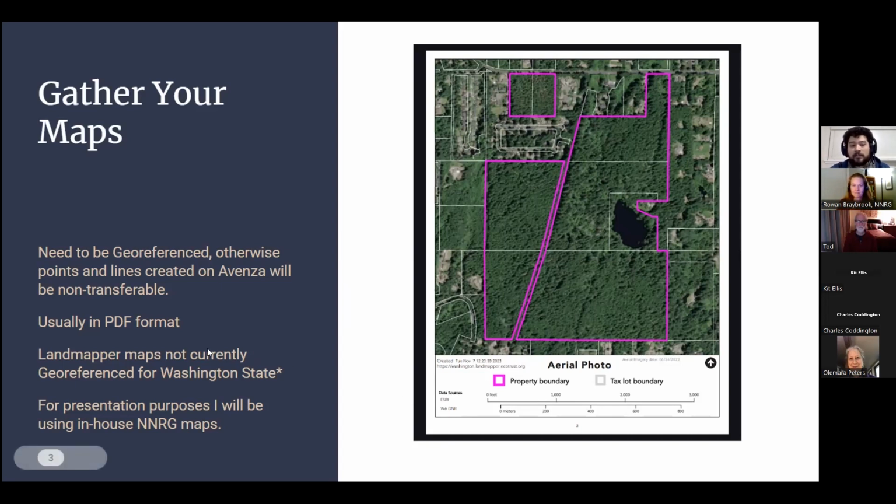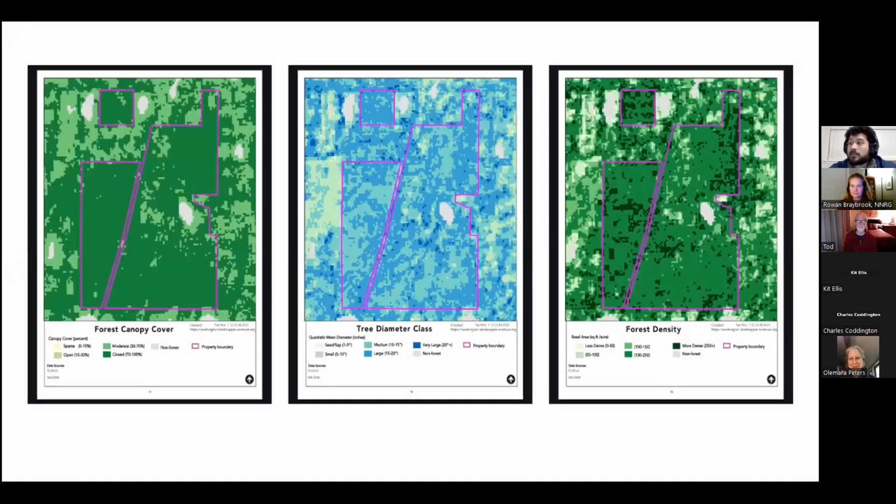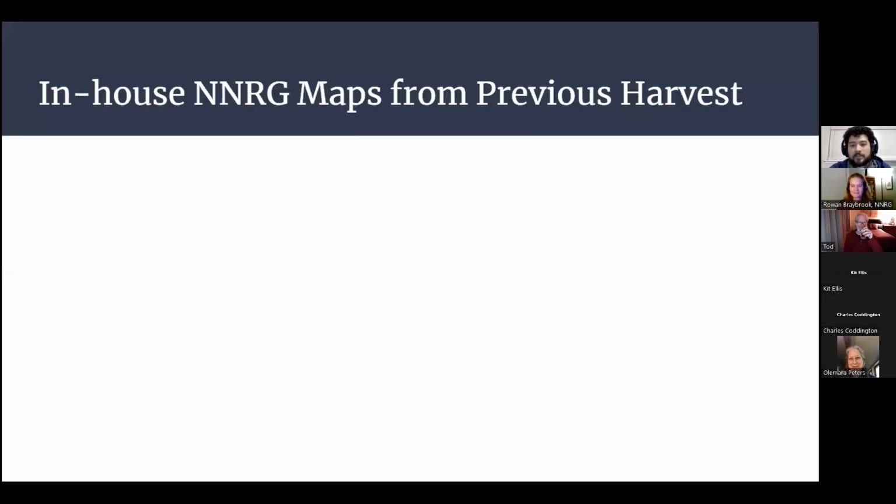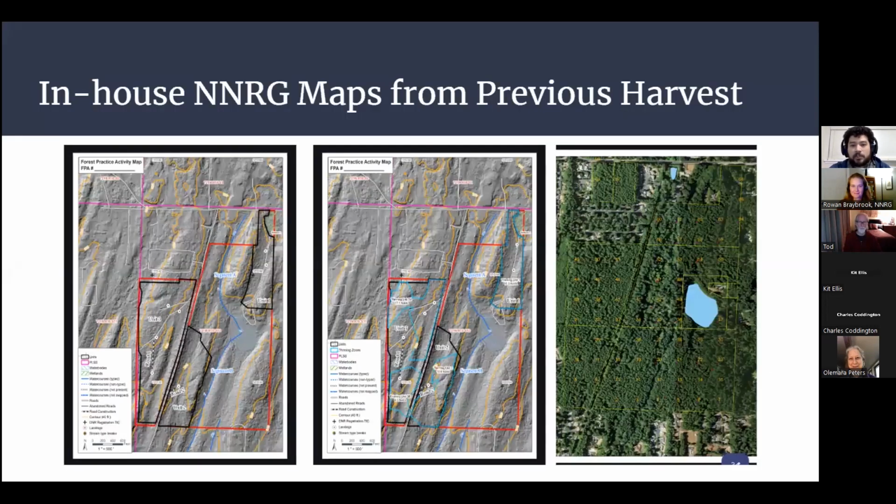They're usually in PDF form. And as Rowan alluded to, the Washington versions of the Land Mapper map should be available soon. But in this case, we'll be using NNRG in-house maps. Again, thanks Kit for letting us use your property as an example. So these are some of the maps that are created through the Land Mapper, and they should be the same maps that you can use. And these are the three maps that we're gonna look at for the in-house usage.